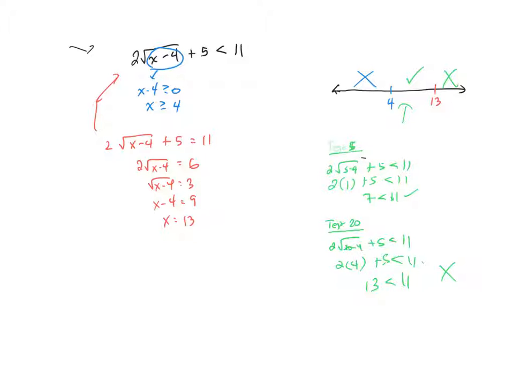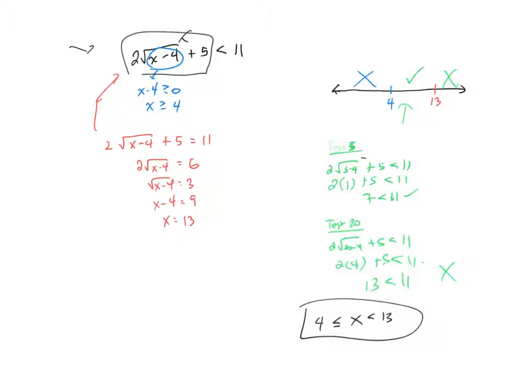So I'm going to write that answer. So x has to fall between 4 and 13. X can be 4, because if I plug 4 in here, it gives me like 2 times 0 plus 5, which is less than 11. But it can't be equal to 13, because if I plug 13 in here, that would give me 11, and 11 is not less than 11. So that would be the answer to this one.